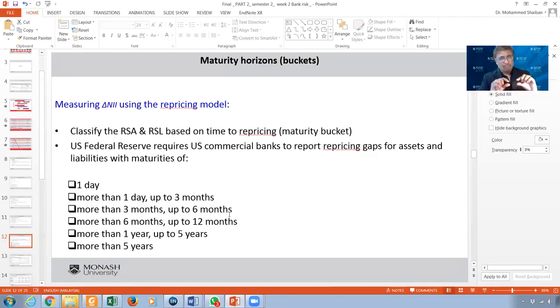For example, if you take the liabilities and the assets that mature in 1 day to 3 months, and they are equal, the gap is zero, there is no risk. But if the liabilities are higher than the assets and the interest rate increases, then there is a gap and there are losses. I will show you here. So we have 1 to 3 months, 3 months to 6 months, 6 months to 12 months, 1 year to 5 years, and over 5 years.